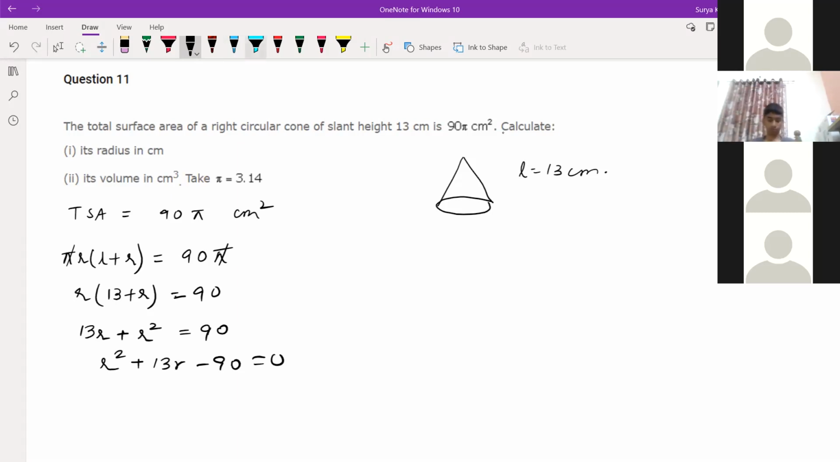I'll just tell you only one concept here. In this question we are using only one formula, that is, you remember the TSA of a cone is pi R into (L plus R). Okay.